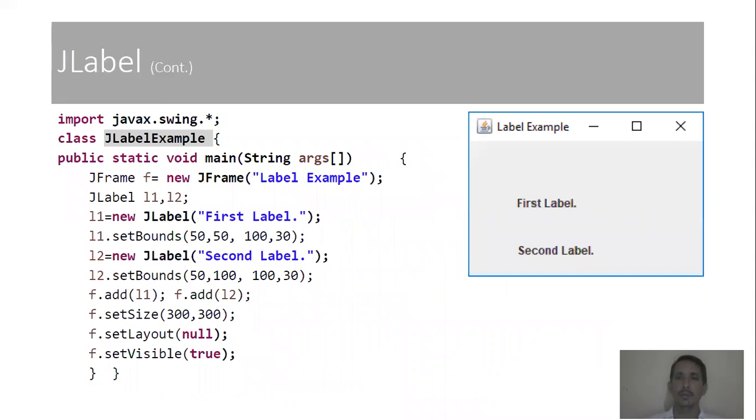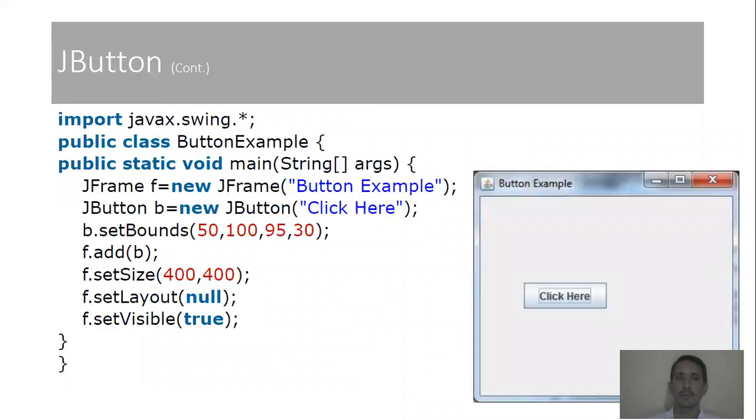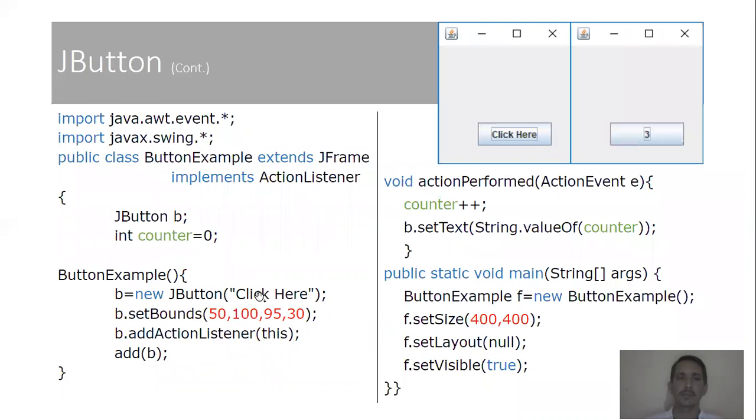right? Label, to show the label, it is just for the output information. It is not possible to read from the user, right? Create the object of JLabel, set the boundaries, and add to the frame, panel, or any other container. Similarly, buttons, right? We create the object of button, set the boundaries, and then add to the frame.